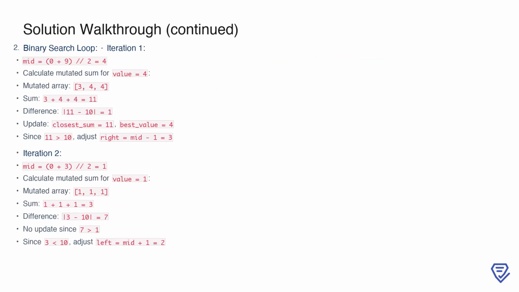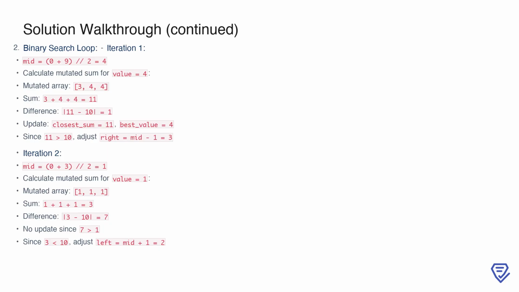The binary search begins by calculating the midpoint of the current bounds. In the first iteration, the midpoint is 4. We replace all elements in the array greater than 4 with 4, resulting in the mutated array 3, 4, 4. The sum of this array is 11, and the difference from the target is 1. Since this is the smallest difference we've encountered so far, we update closest_sum to 11 and best_value to 4. However, because the sum 11 is greater than the target 10, we adjust our search range by setting the right boundary to mid minus 1, which is 3.